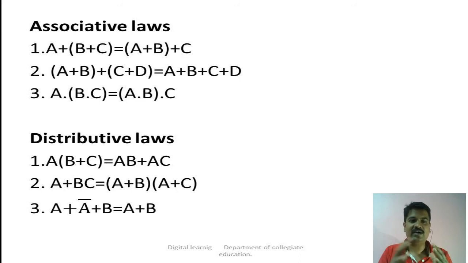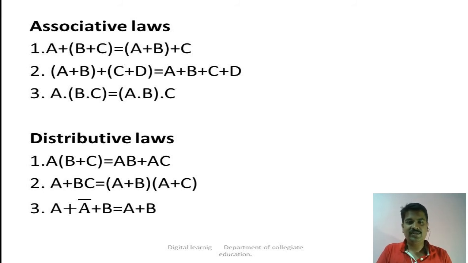If I change the order of grouping, the answer will remain the same. That is the first associative law. This is (A plus B) plus (C plus D) is equal to A plus B plus C plus D. And the associative law for logical multiplication is A dot (B dot C) is equal to (A dot B) dot C. Again, if you change the order of multiplication, the answer will remain the same. That holds good for Boolean algebra as well.